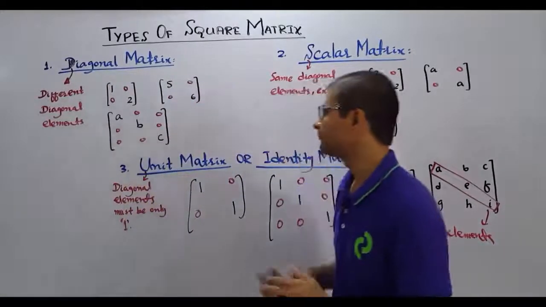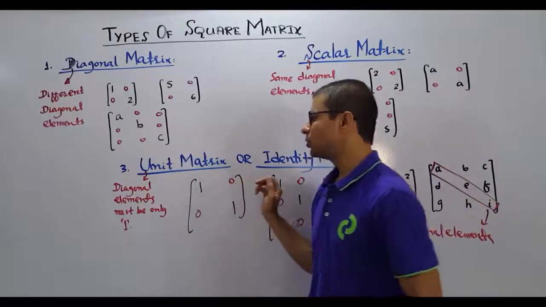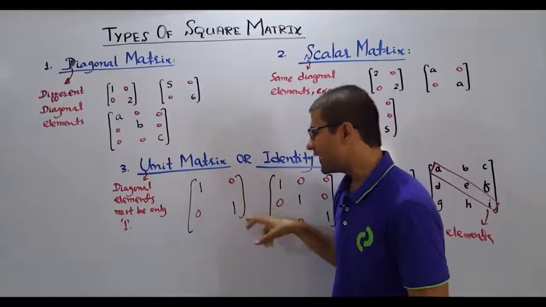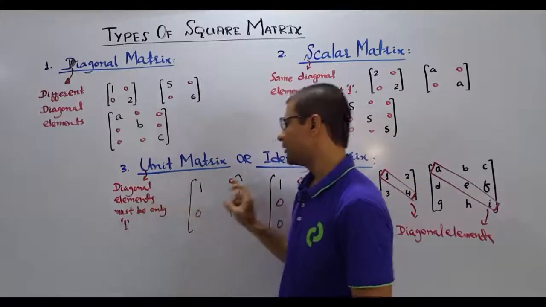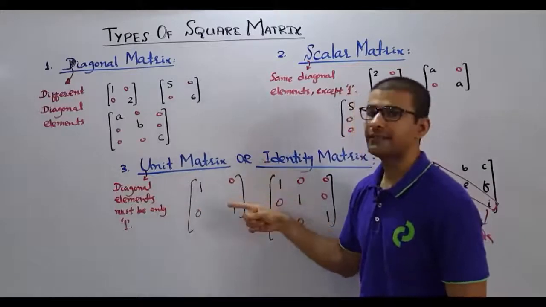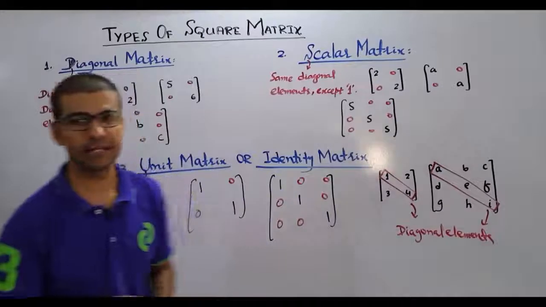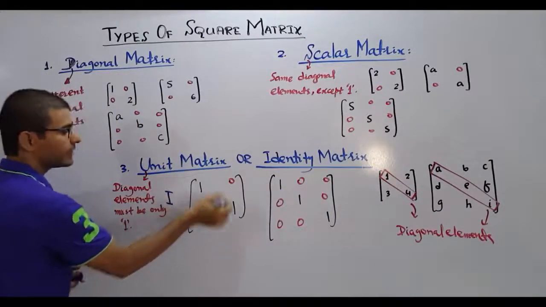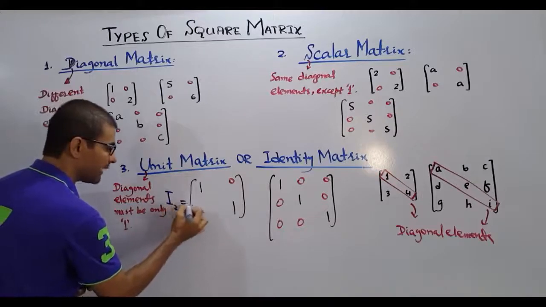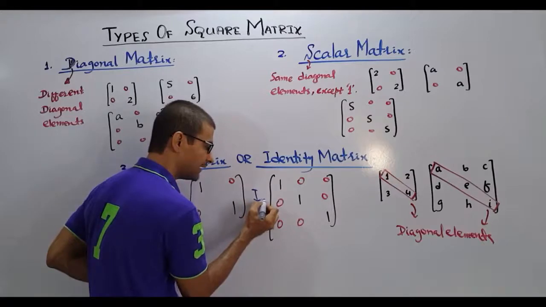How can we define unit matrix or identity matrix? A square matrix in which diagonal elements are only 1 and all non-diagonal elements are 0 is called unit matrix. Students, unit matrix is denoted by I. This is unit matrix of order 2 by 2, so it is denoted by I2. This is unit matrix of order 3 by 3, so it is denoted by I3.